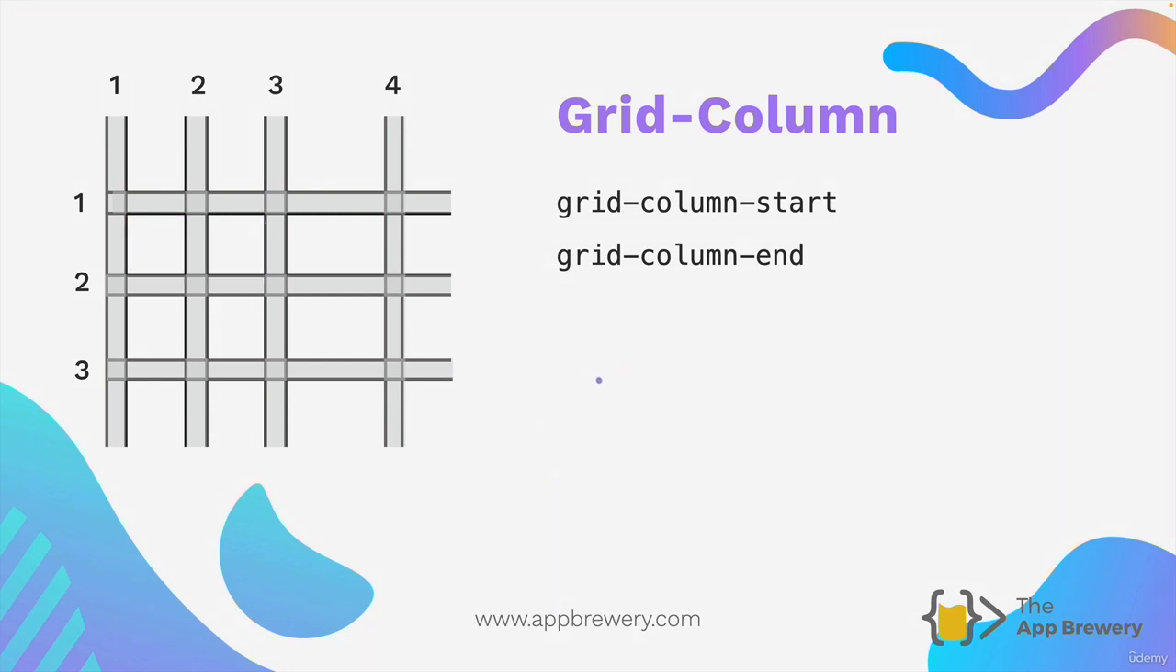Now, as you can imagine, there is a corresponding property called grid row, which allows you to set the grid row start and the grid row end so that you can say how many of these vertical cells you want your grid item to span.